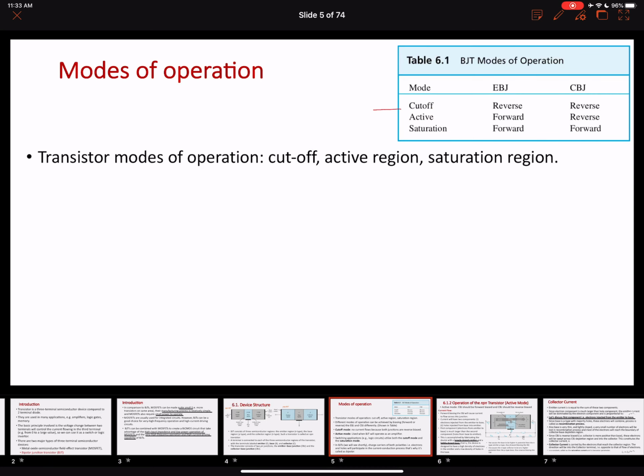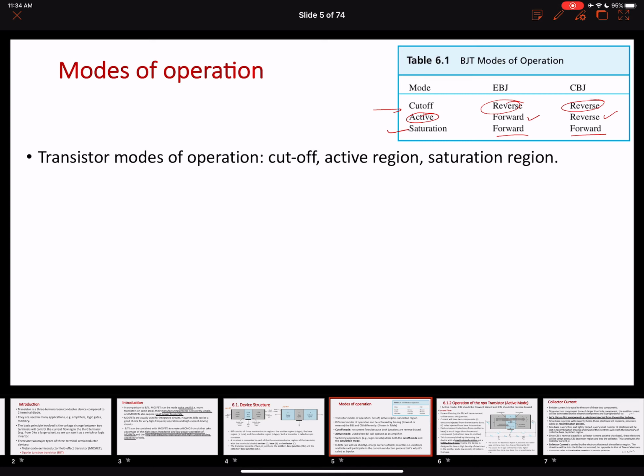If we reverse bias both the junctions, no current will flow and the transistor will be in the cutoff mode. We can also operate the transistor in the active mode when our emitter-base junction is forward biased and the collector-base junction is reverse biased. We can also operate the transistor in the saturation mode when both the junctions are forward biased. Today we are going to talk more about the active mode and the equivalent circuits.